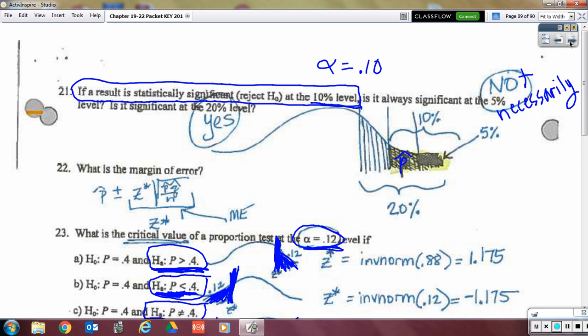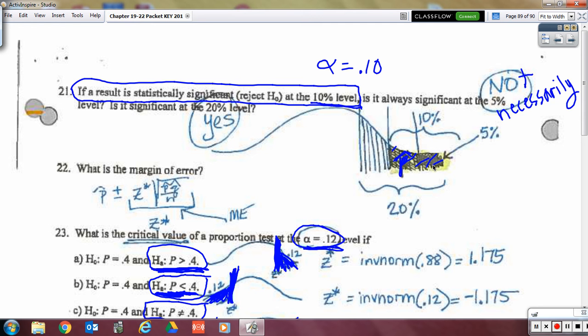Statistically significant means you got something out there in the rejection region. You got a sample out there in the rejection region that gave you a p-value that was lower than 0.10, so you rejected. Statistically significant. Okay, so here's a picture of what that means. That means I got a sample out here in this upper 10%.